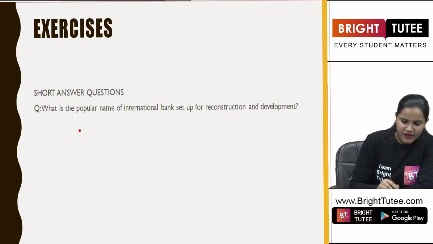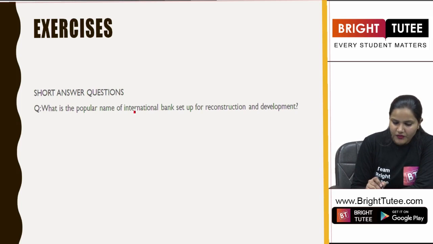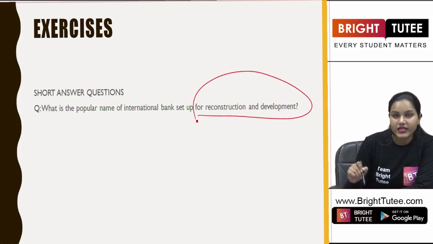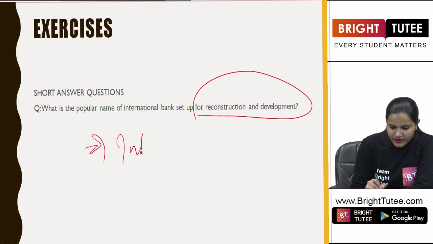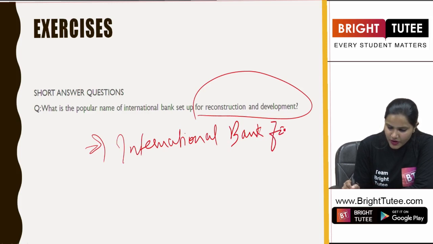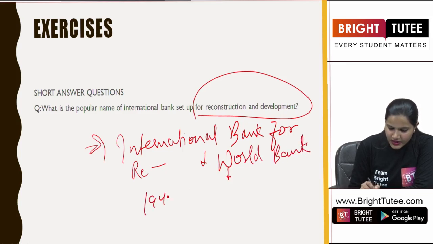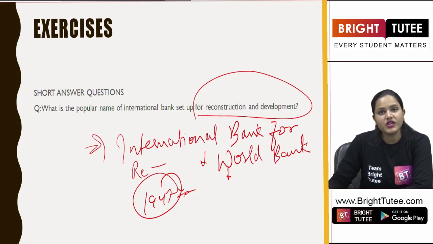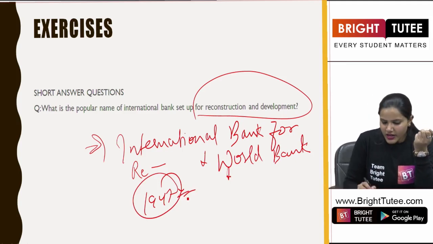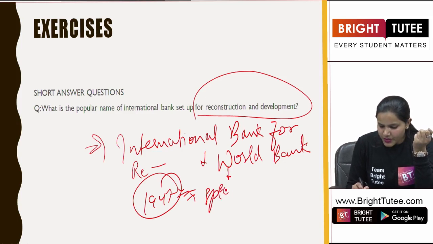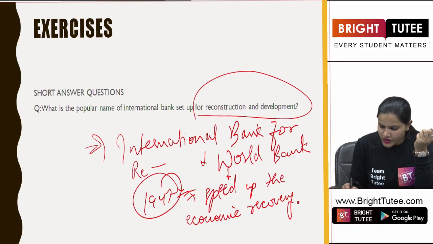In short answer questions, we have a question that says, what is the popular name of the international bank set up for reconstruction and development? What are you going to write here? The name is International Bank for Reconstruction and Development, which is popularly known as World Bank, that started functioning in the year 1947. And what was the main idea here? To speed up the economic recovery. So this is how you are going to answer this question here.